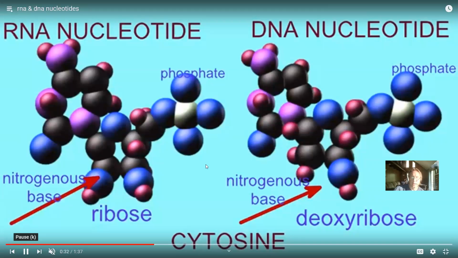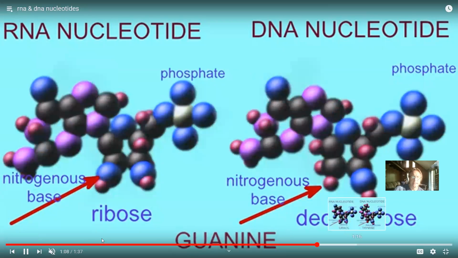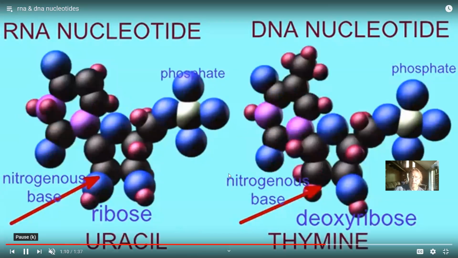In guanine, it would be the same, where the phosphates are the same and the nitrogenous bases are the same. It's just the presence or absence of the oxygen. However, in the last nucleotide, there are 2 differences. So the phosphates are identical. The ribose has an oxygen, deoxyribose lacks an oxygen.